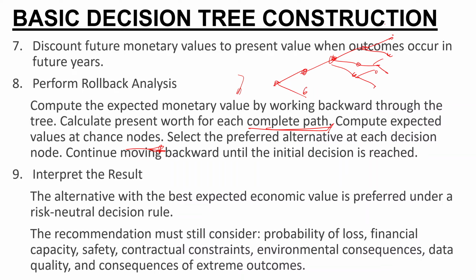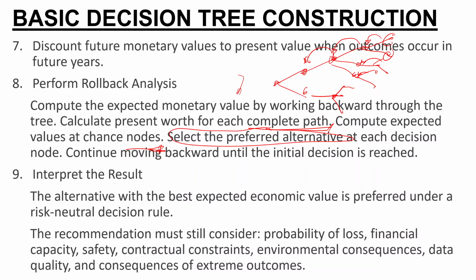So for example, rollback analysis is we have our chances here, right? You get the expected monetary values there, and there, and there, and afterwards you get the expected monetary value for that, the present worth for that. And how about for this one? So on and so forth. You get the present value of that. And then you decide or select the preferred alternative at each decision node. And then you interpret the result.